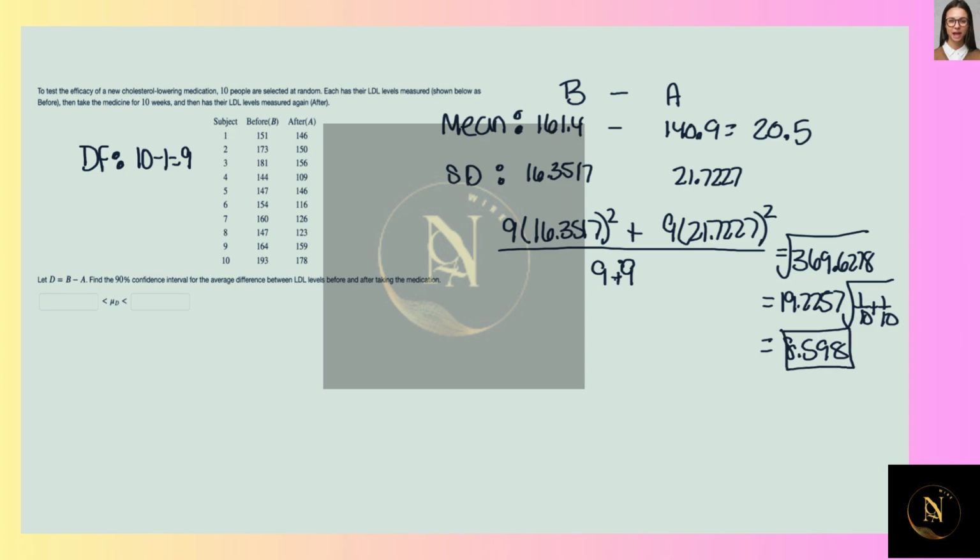So we're going to go back. We're going to end up using this number. Then you're going to take this 9 plus 9, which is 18. That's the degrees of freedom of them pooled together, the pooled degrees of freedom.